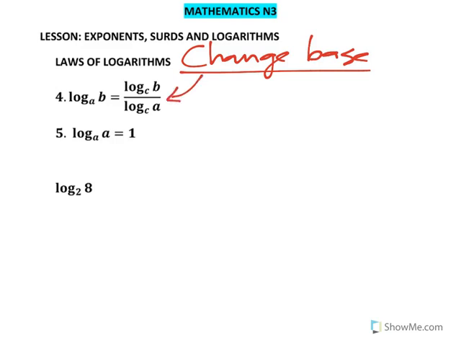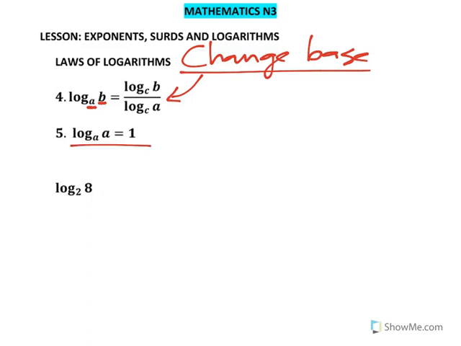In other words, you want to change base a to base c. So it will become log a. You can see a is the one that goes below the sign, and b, which was the number, goes on top. And again, we did this law, log base a of a is equal to 1.